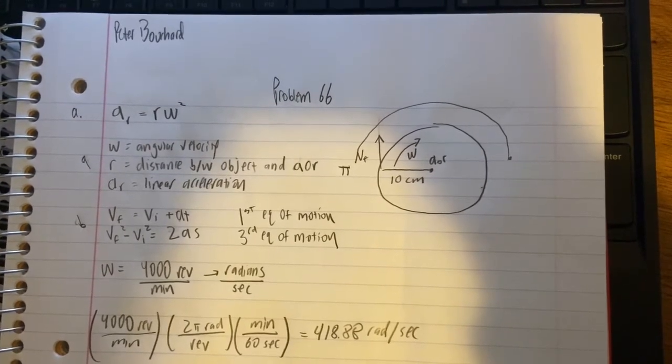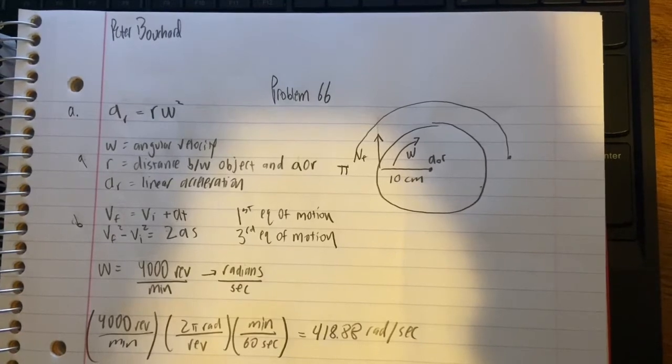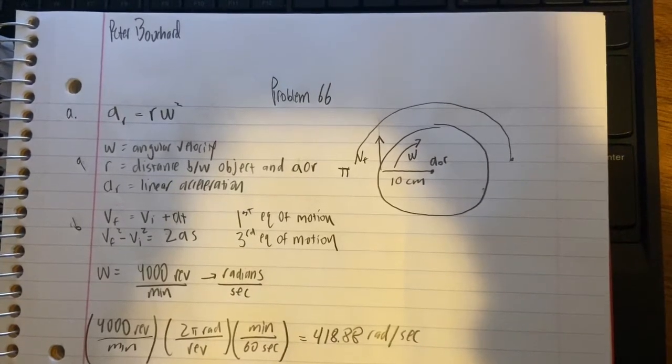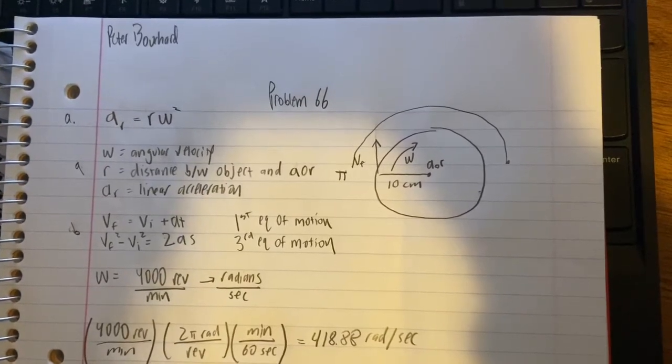rotation. So the equation that I used for this is the linear acceleration, which is equal to the distance between the object and axis of rotation times the angular velocity squared.